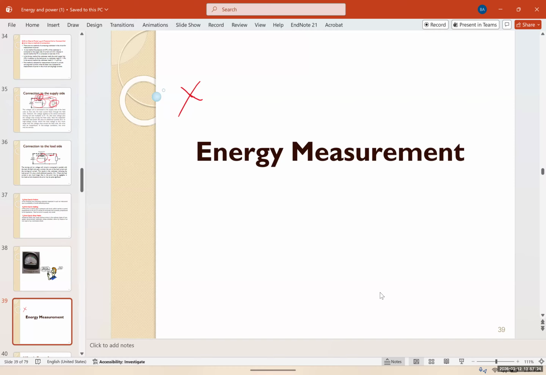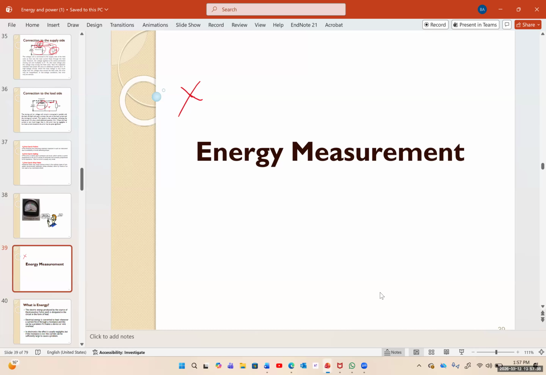I'm sorry? I think this one says energy and power. It doesn't show L or something. It's just energy and power. I think it's L9, but if you look at it, it just says energy and power.